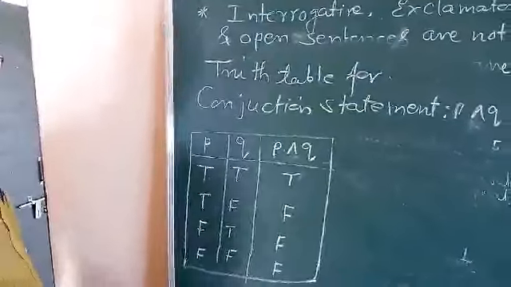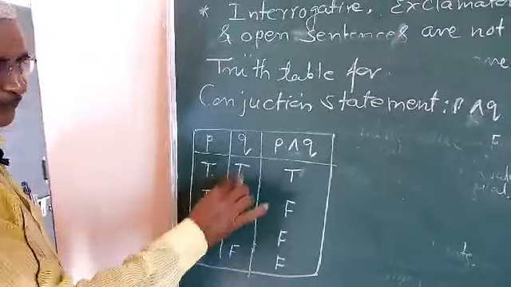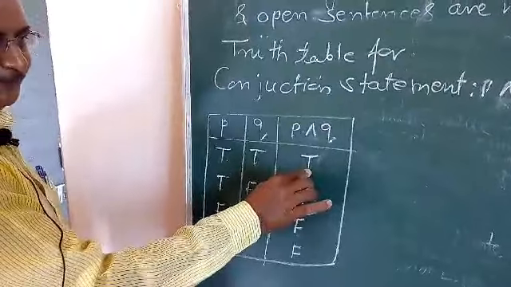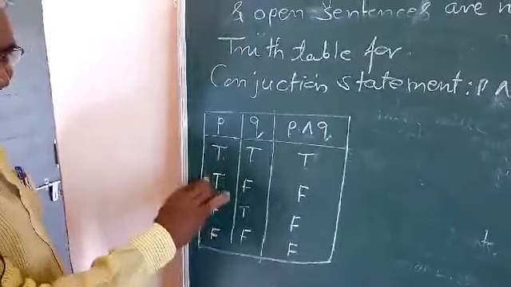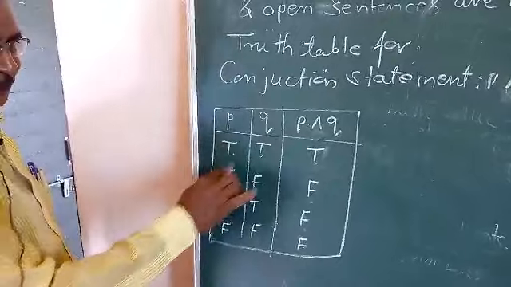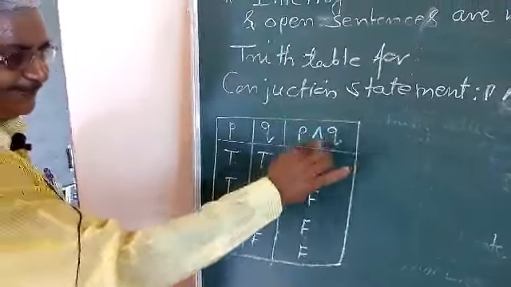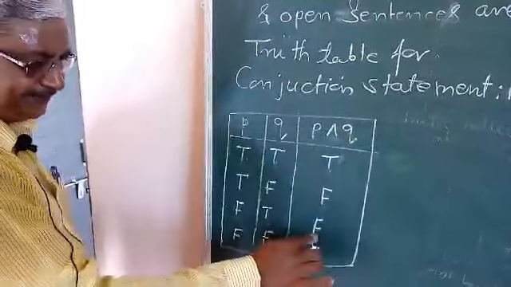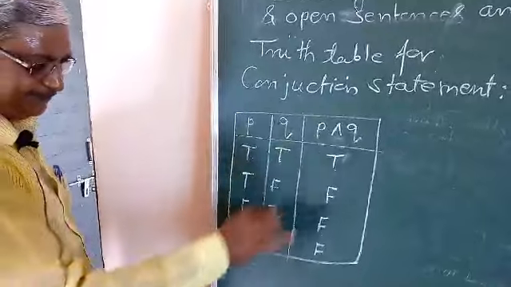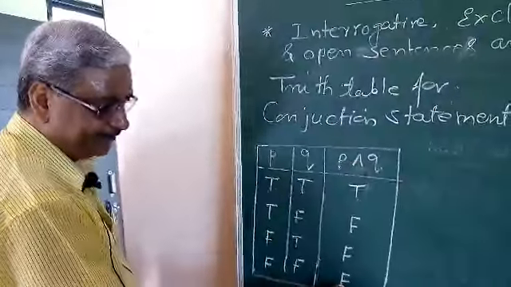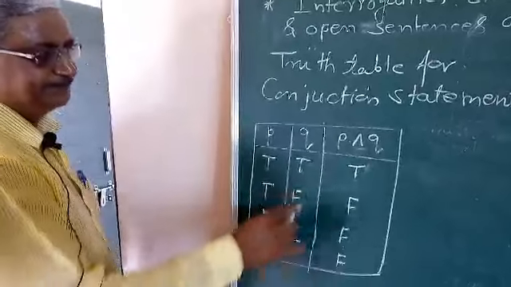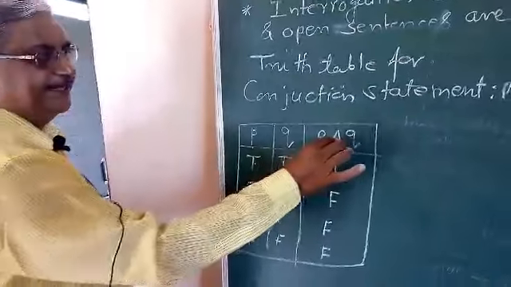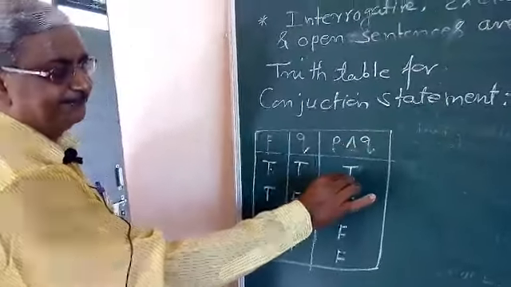So how can you remember this? If P is true and Q is true, then P and Q is true, otherwise it is false. For the remaining truth values: P is true, Q is false, P and Q is false; P is false, Q is true, P and Q is false; P is false, Q is false, P and Q is false. So this is the meaning or the rule for the conjunction statement. As both the statements P and Q are true, then the conjunction statement is true. So this is the simple rule.